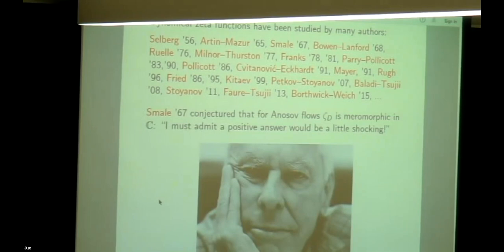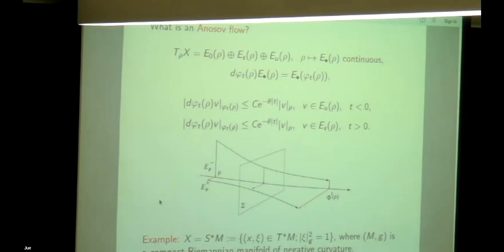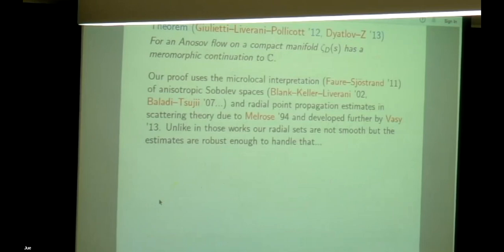And in fact, Smale, my colleague, still alive in appearance, conjectured a long time ago that this zeta function has a meromorphic continuation to the complex plane, and added this in the paper. He does not seem particularly shocked in this photograph. This is the definition and also plots. The conjecture has been proved for Anosov flows by Giulietti, Liverani, and Pollicott. And then Dyatlov and Zworski gave a simple proof based on the analogy with scattering theory, based on various things from propagation of singularities.